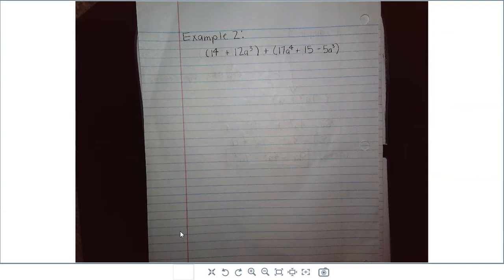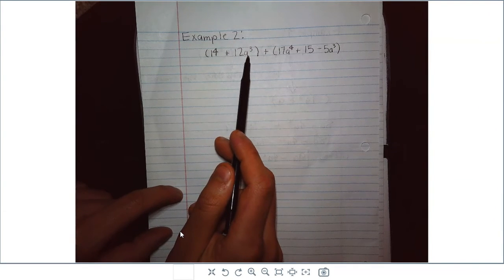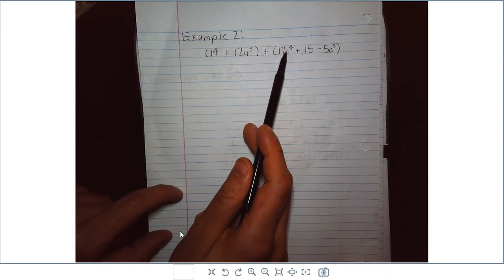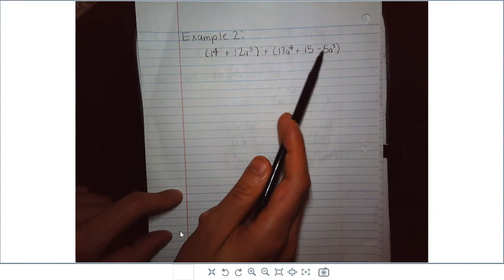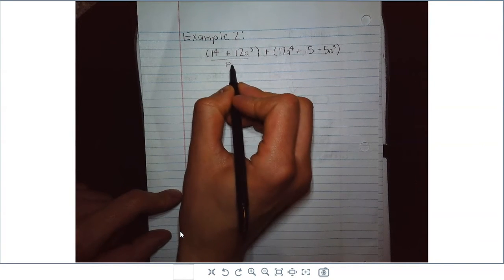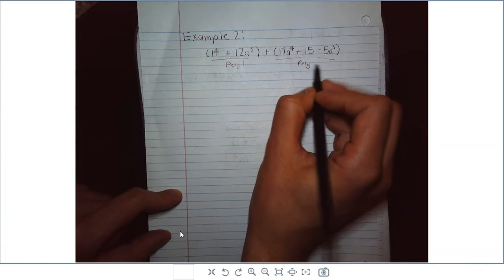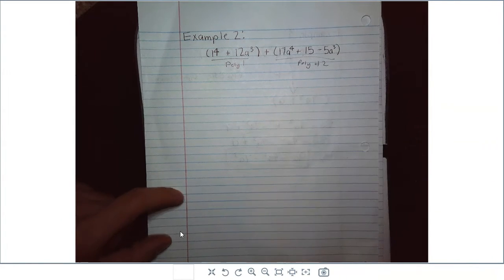So in this example, we got 14a plus 12a cubed plus 17a to the power of 4 plus 15 minus 5a cubed. So this is polynomial number 1. And this is polynomial number 2. This is just a little bit of a bigger polynomial. So this is just a simple addition question.